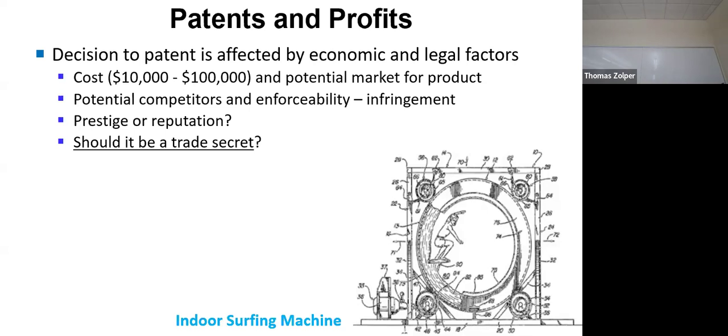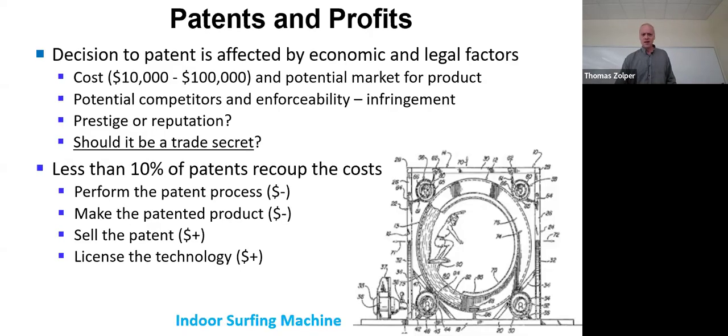And then the question is, for some types of invention, do you just keep it a trade secret? Should it never leave the factory floor? Should we limit it to these 3 people so we have a little redundancy and nothing else? The reality is that less than 10% of patents recoup the actual patent costs. And there's certainly the upfront cost of performing the patent process, upwards of $100,000, maybe even more. You would see a benefit if you were to sell the product or sell the patent, or license the patent and then license the technology.